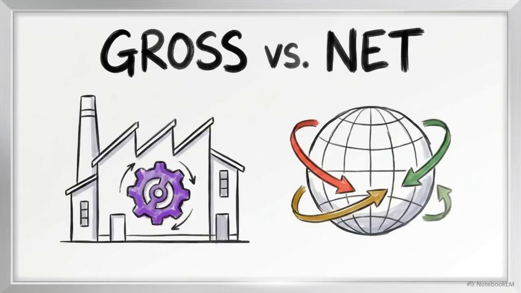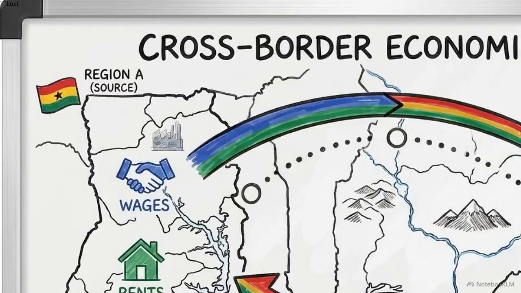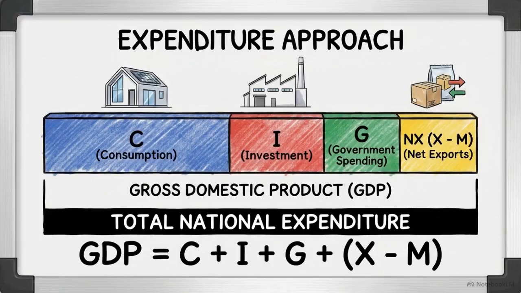We make these specific deductions because net national income must represent the true net earnings of the nation's residents. We have to account for the physical wear and tear of our capital and the reality of cross-border income flows. The expenditure approach calculates total spending on final goods and services. Our equation here is GDP equals C plus I plus G plus the quantity X minus M. That is consumption by households, investment by firms, government spending, and net exports.